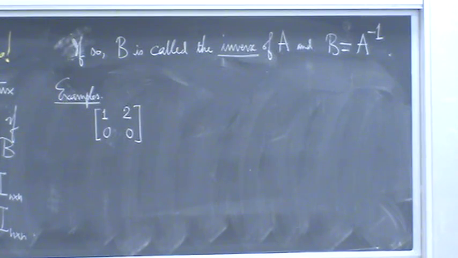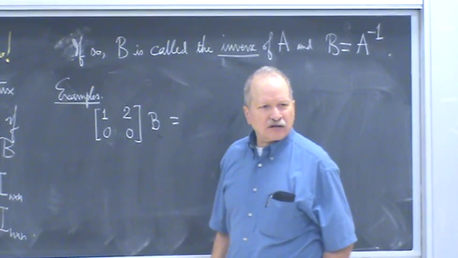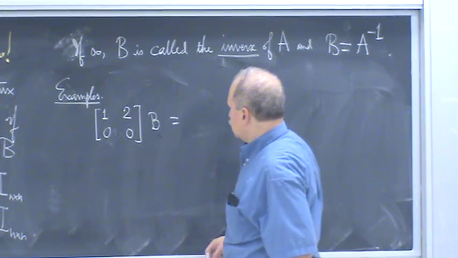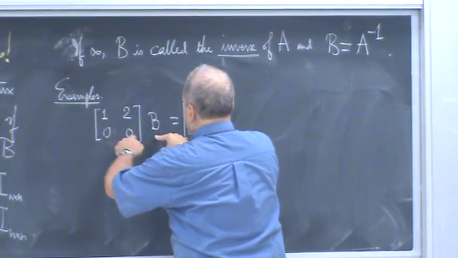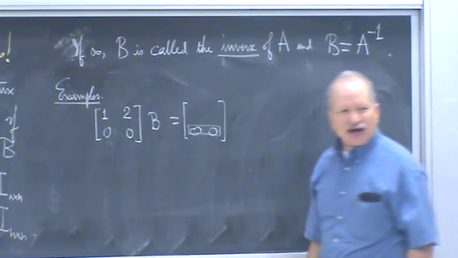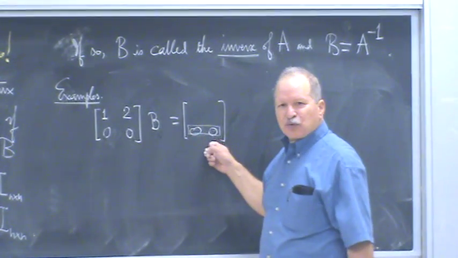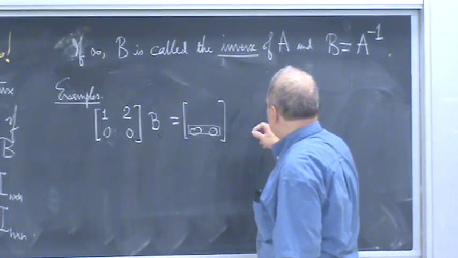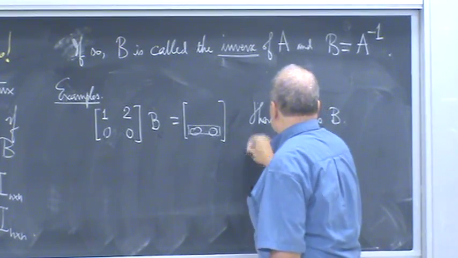Does this A have an inverse? Yeah, because it's a square. No. We don't know that word. What happens if you multiply by any B? When I get down to the second row, you're going to get zeros there. No matter what B you put, you're going to end up with zeros there. So you cannot get the identity. There can be no inverse. So A is not invertible.